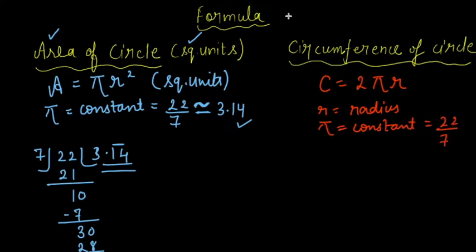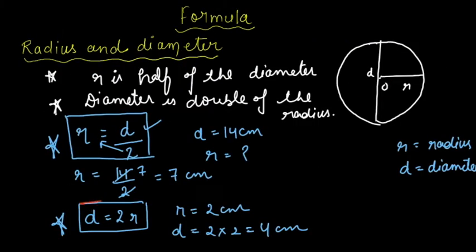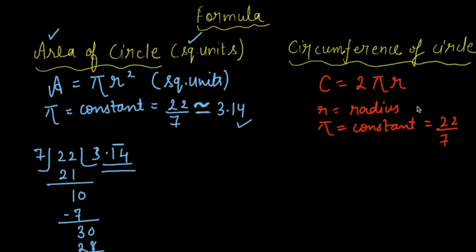Now from the last slide, what we have written is diameter is equal to 2r. That is, the diameter is double of the radius. So on this slide, I can just replace 2r with the diameter, and another form I can write is circumference is equal to pi d, as diameter is 2r.